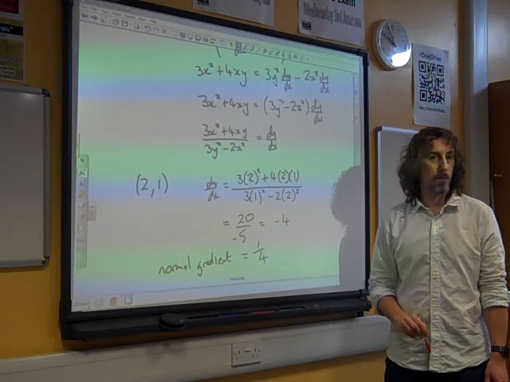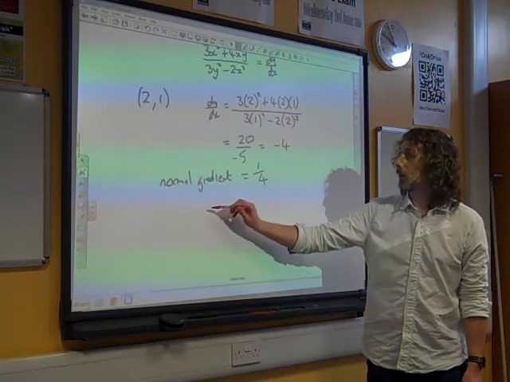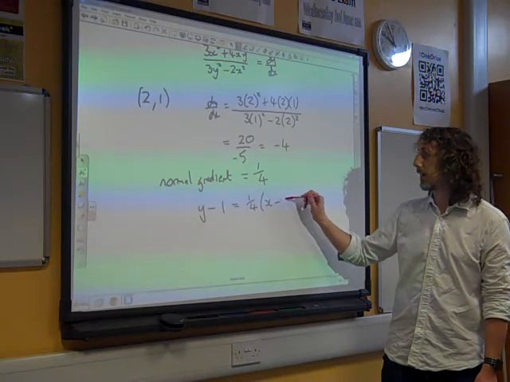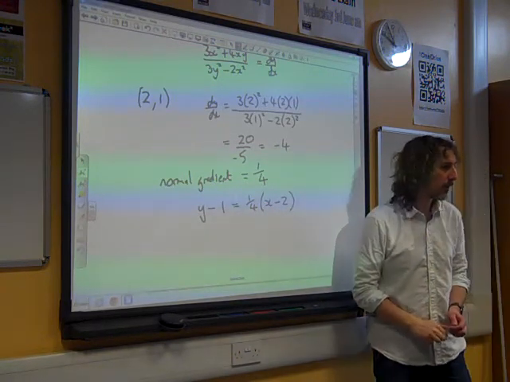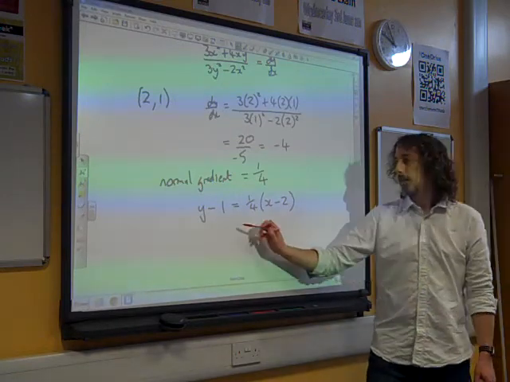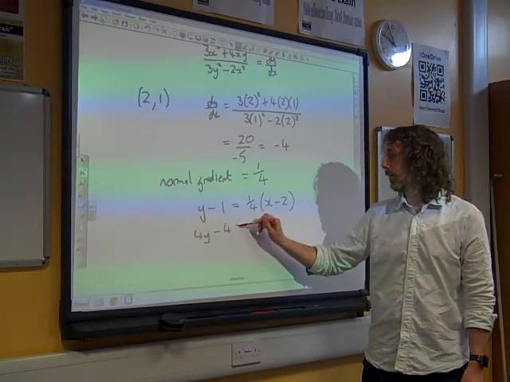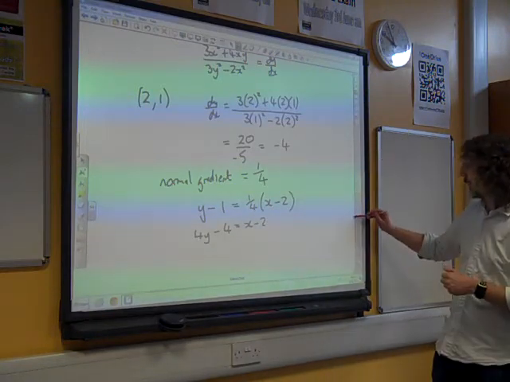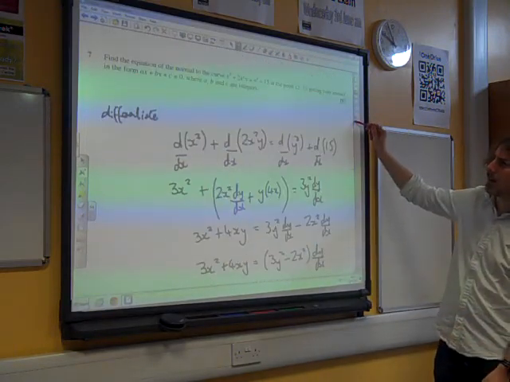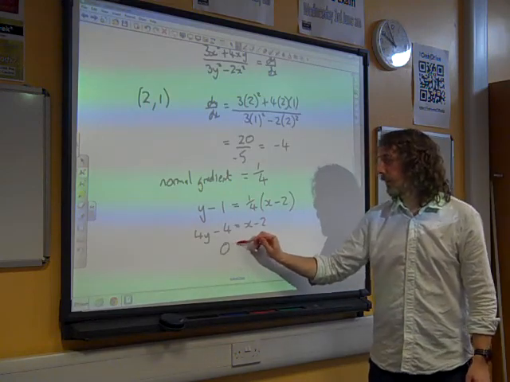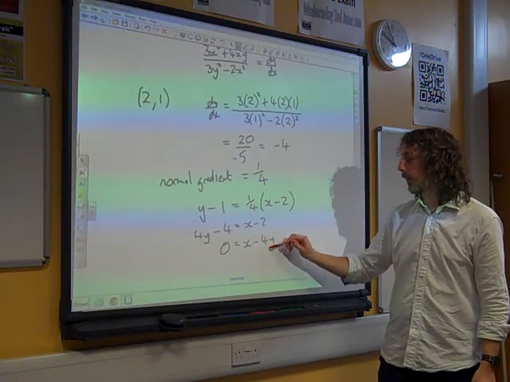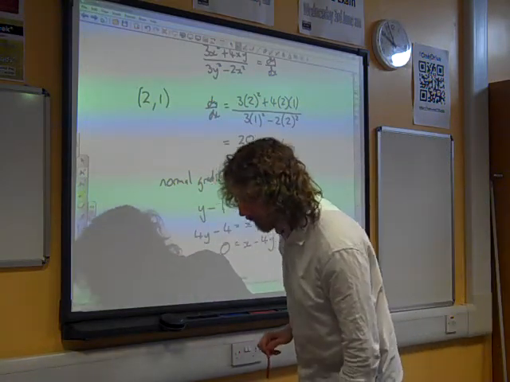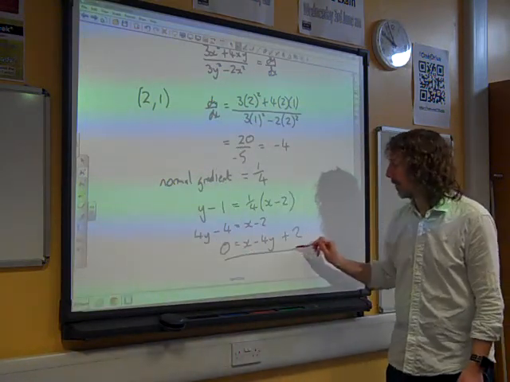So plus a quarter. And so we've got y minus y1 equals m times x minus x1. So 4y minus 4 is x minus 2. We wanted it all on one side, didn't we? So giving us 0 equals x minus 4y plus 2 as our final answer. Was that what it got? Yes, there we are.